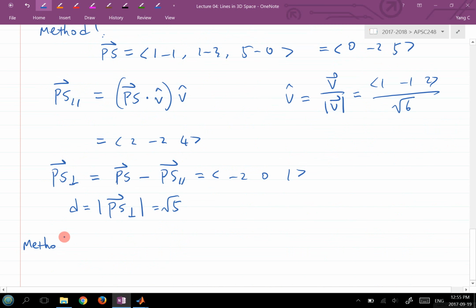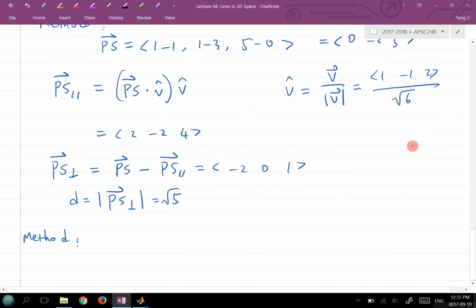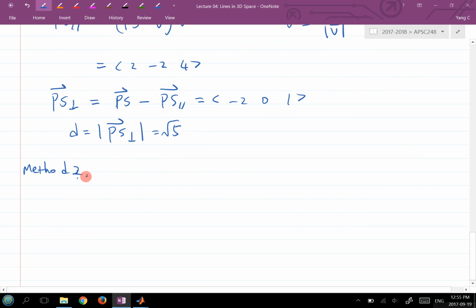So in this method right here, what we use is a sort of dot product concept, right? So let's see another method here. Let's see if anybody can come up with another method. So this is S right here. Okay, so here's the same question. So let's see, anybody, yeah?